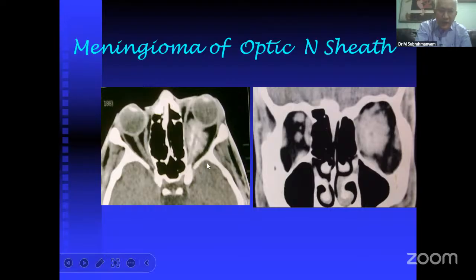And the contrast enhancement will be there, calcification is there, tram track appearance is there, this hypodense area is the optic nerve. The surface is irregular and not clear-cut borders, as you see in optic nerve glioma. This is how you differentiate optic nerve glioma from optic nerve meningioma, which can be easily identified on the CT scan.